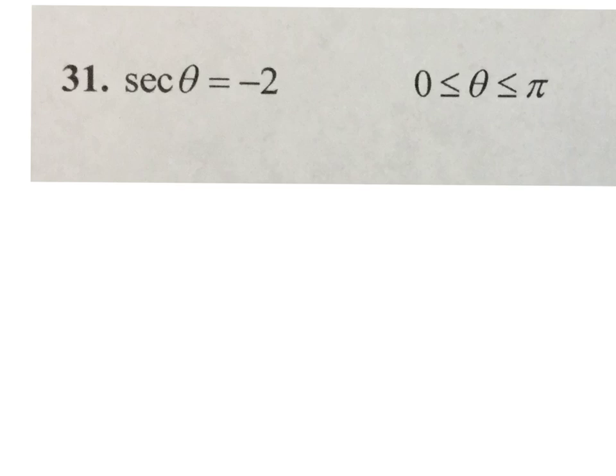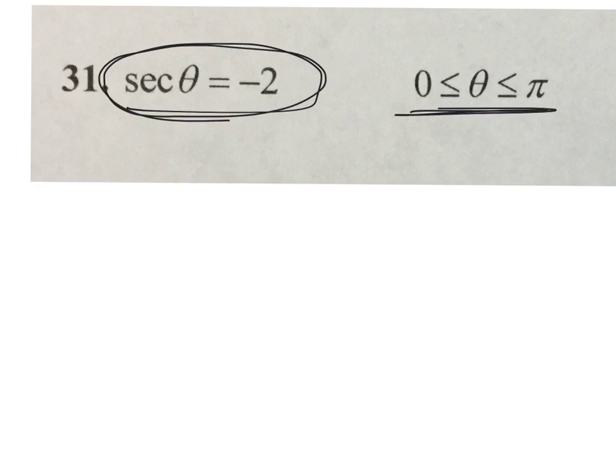So on number 31 here, we're asked to find the 6 trig values, so the sine, cosine, tangent, the cosecant, secant, and cotangent values, if we're given some information. We are given the fact that the secant has a value of -2, and that we are between 0 and pi radians on our unit circle.